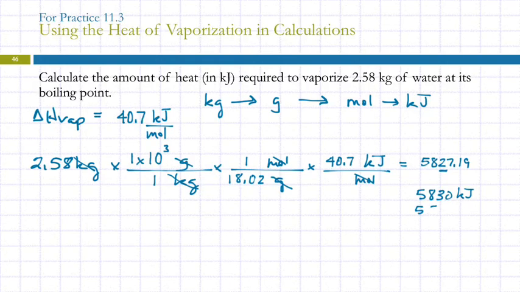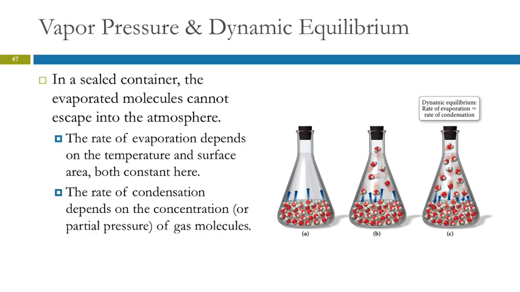But we're starting here with kilograms, and we want to end up with kilojoules. This gives us moles to kilojoules. So we have to find moles of water. So we're going to take kilograms to grams and then to moles. It's just a dimensional analysis problem. So 2.58 kilograms of water. And then we want grams here, and we want moles here, and we want kilojoules here.